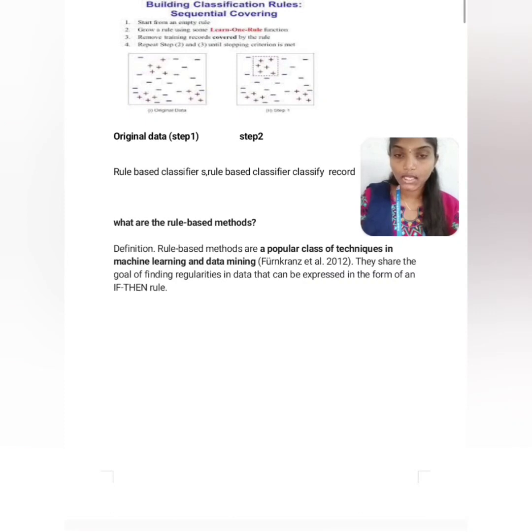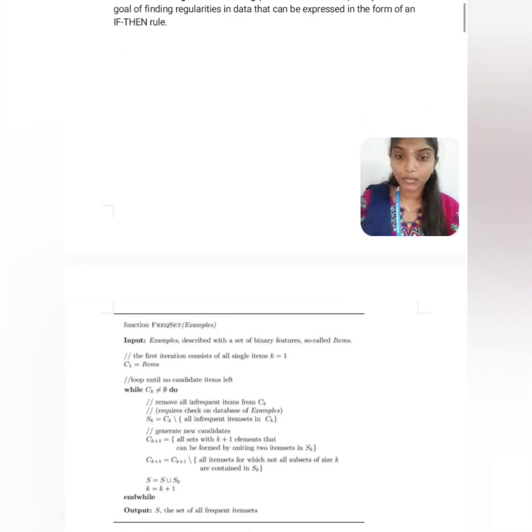Next, what is the rule based model? We can discuss about the rule based model. First, definition. Rule based models are a popular class of techniques in machine learning and data mining. They share the goal of finding regularities in the data that can be expressed in the form of if-then rules.